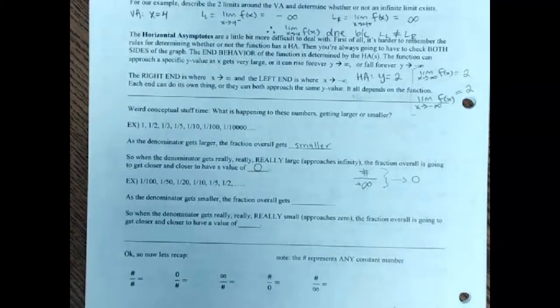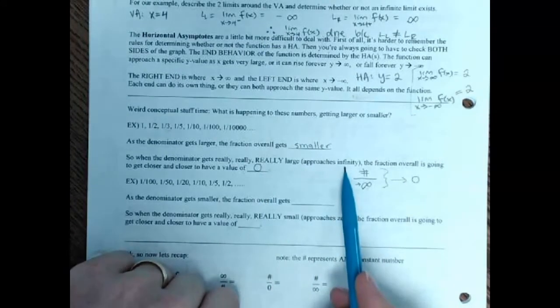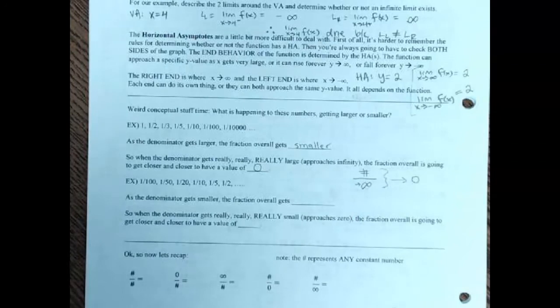If the denominator gets big, the fraction overall gets small. So if the denominator gets infinitely big, then the fraction overall gets infinitely small, and it's going to get closer and closer and closer to 0, the larger that denominator gets.